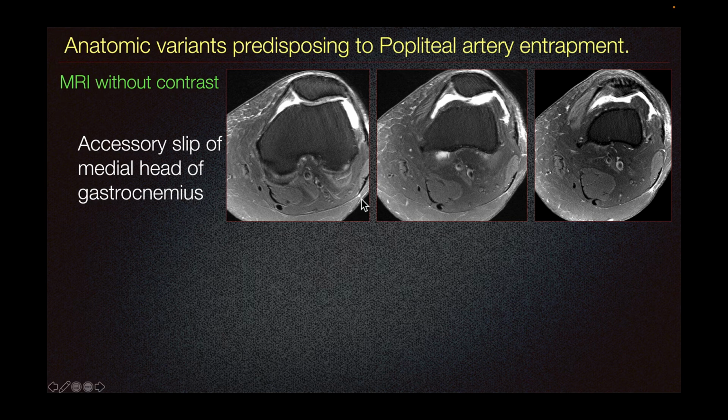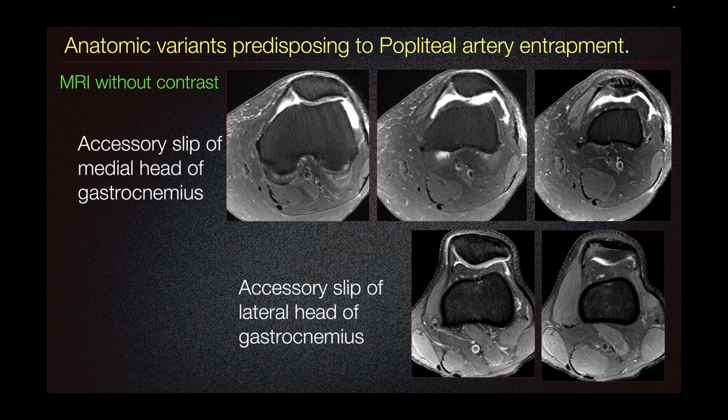So this is our MRI without contrast, demonstrating accessory slip of the medial head of the gastrocnemius. This slip of the gastrocnemius may arise from the intercondylar notch and pass between the popliteal artery, as we can see here, and the popliteal vein, and can cause mass effect on the adjacent popliteal artery.